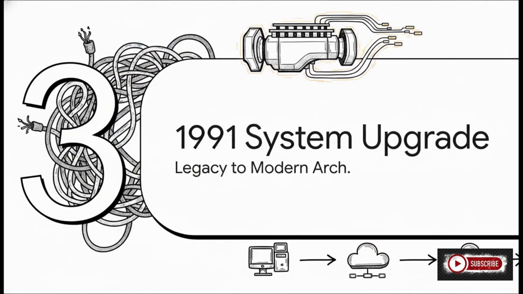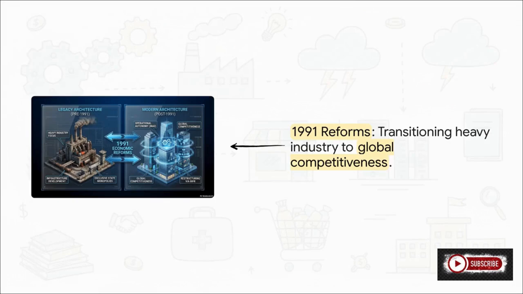Which brings us to Section 3, the 1991 system upgrade, shifting from legacy to modern architecture. Let's be real, no engine can run on legacy software forever. Before 1991, India's economic architecture was seriously bogged down by heavy industry, exclusive state monopolies, and really rigid, slow development. The 1991 economic reforms acted as a massive, sweeping system update. It completely replaced those old smokestacks with a sleek, modern architecture built specifically for operational autonomy and global competitiveness. Basically, it swapped out closed borders for a highly interconnected global framework.